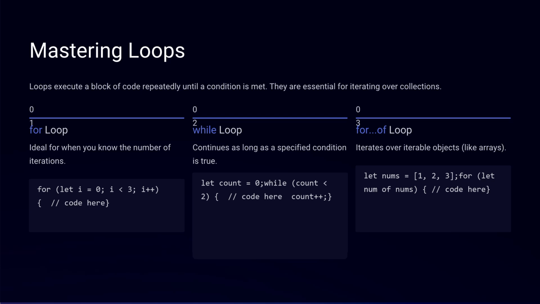Now lastly, the for of loop. It iterates over iterable objects like arrays. It goes through each item in an array. Example: let numbers = [1, 2, 3]; for (let number of numbers) console.log(number). Loops are key for working with lists of data.